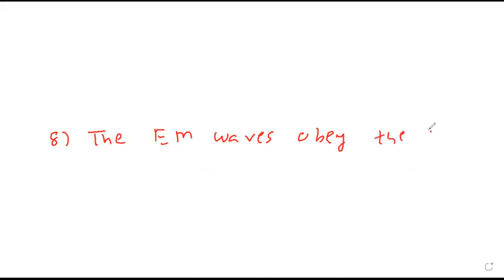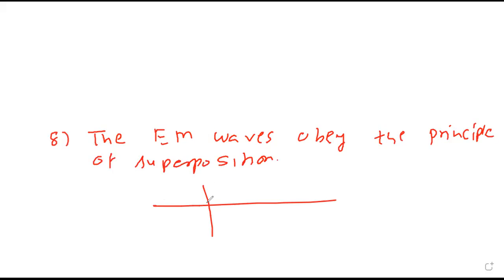Eighth point. Since these are waves, that means they will add and subtract. That addition and subtraction is called superposition. So we say the electromagnetic waves obey the principle of superposition. Let me explain what it is. Suppose this is one wave traveling and this is another wave traveling.